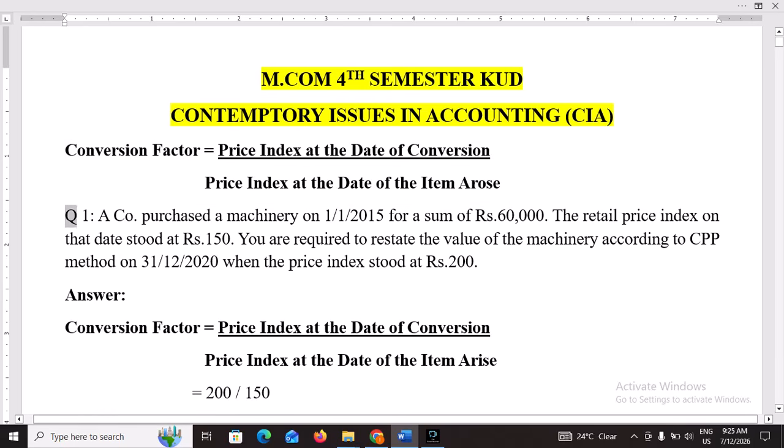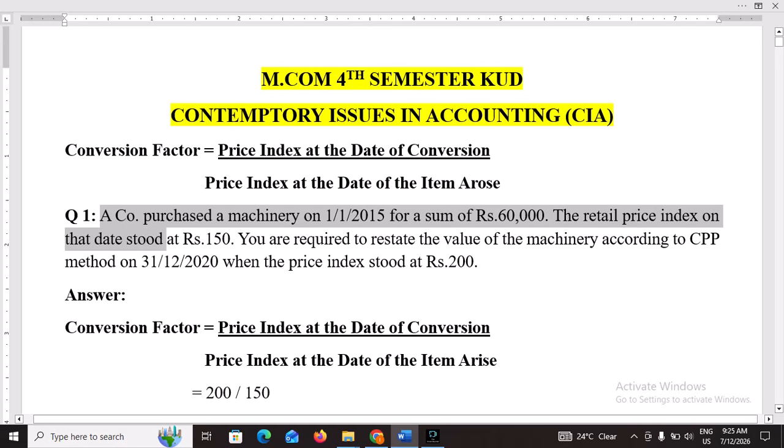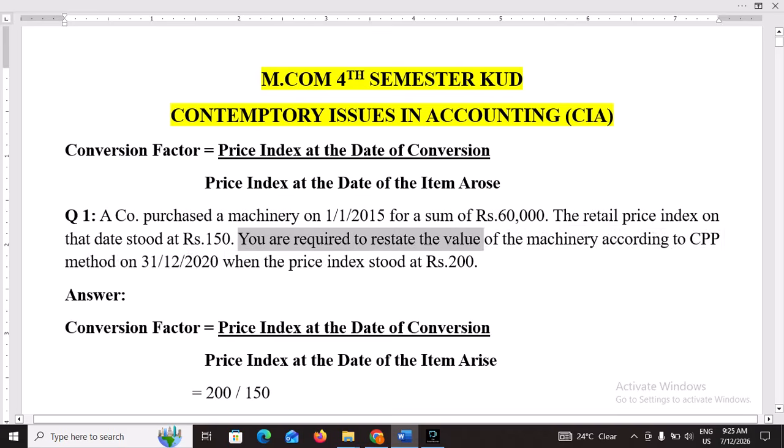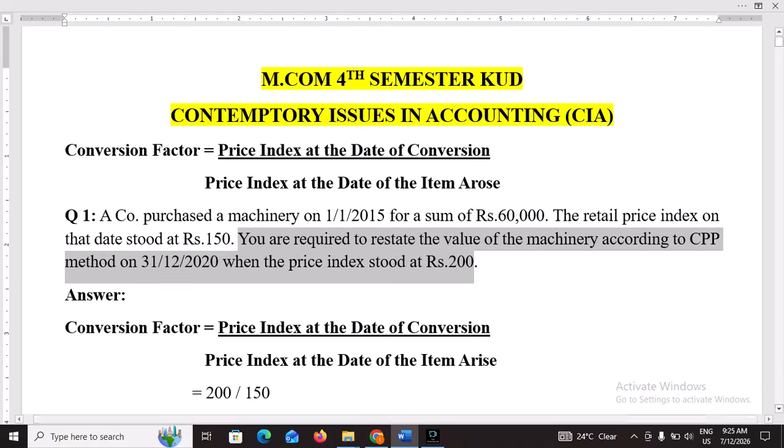So let's look at the problems. First problem, question number 1. A company purchased a machinery on 1/1/2015 for a sum of rupees 60,000. The retail price index on that date stood at rupees 150. You are required to restate the value of machinery according to the CPP method on 31/12/2020 when the price index stood at rupees 200.